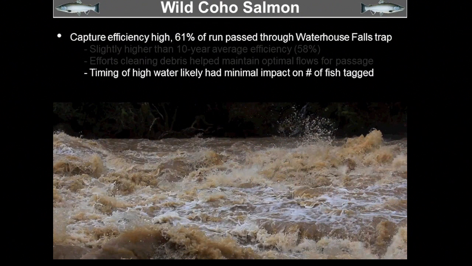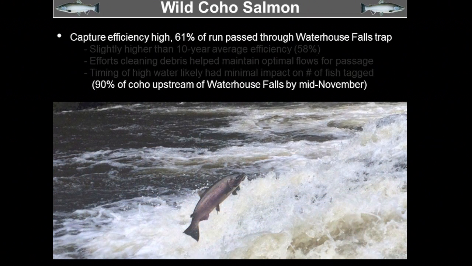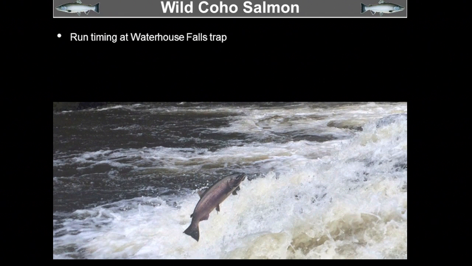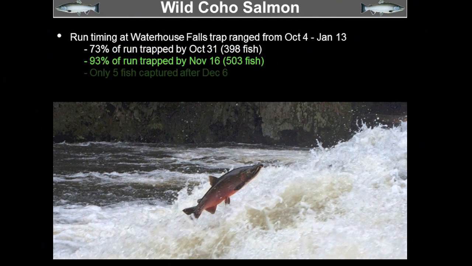High water in late November and all of December likely had a minimal impact on the number of coho tagged, as past data show on average 90% of the coho run passes the Waterhouse Falls adult trap by mid-November. Run timing of wild coho captured at the Waterhouse Falls adult trap in 2015 ranged from October 4th through January 13th, with 73% of the run trapped by October 31st, 93% of the run trapped by November 16th, and only 5 fish captured after December 6th.